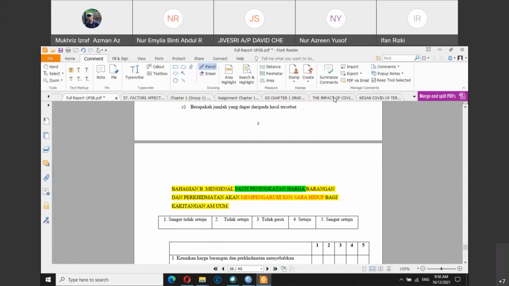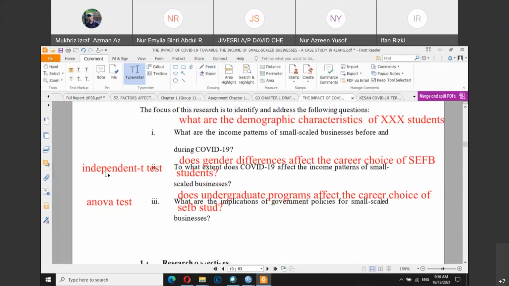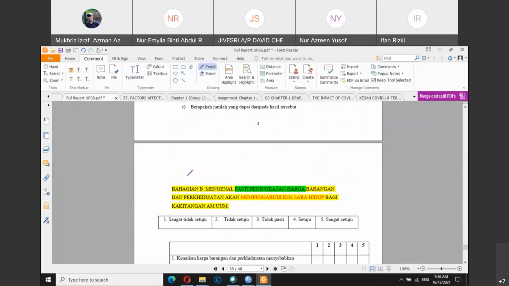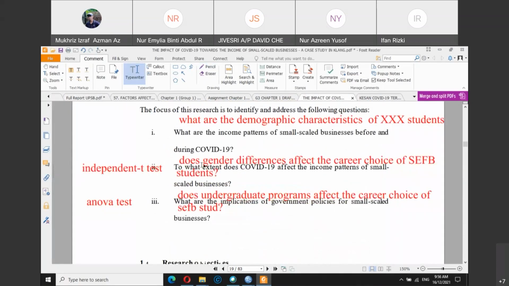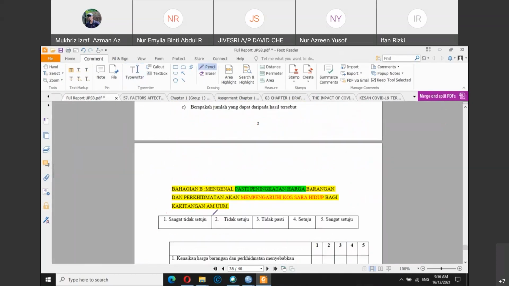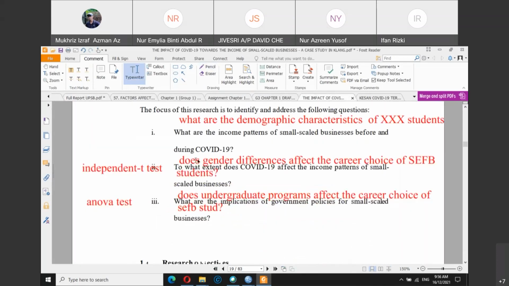So if I were to apply this particular project, basically, does gender difference affect the cost of living of UPSB staff? Because this is about the cost of living for the UPSB staff, the staff of UM. So does gender difference affect, for example, the cost of living among the UPSB staff?